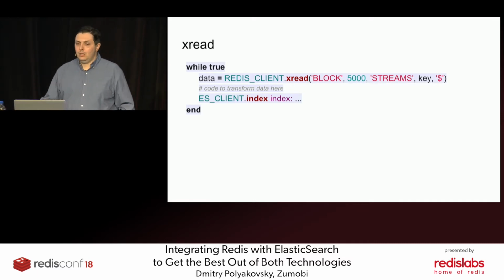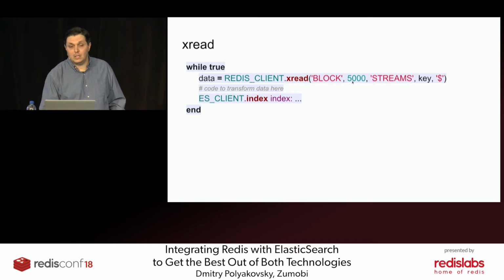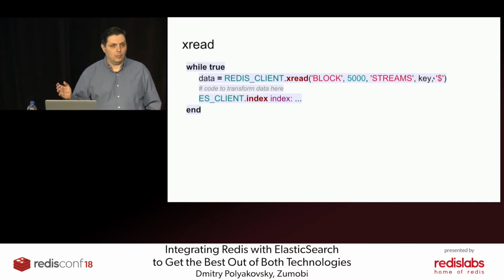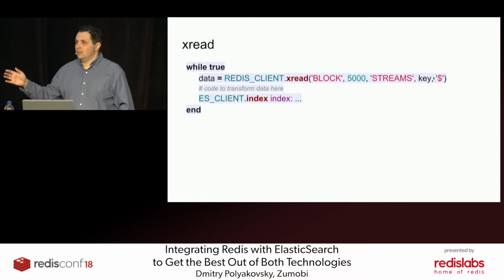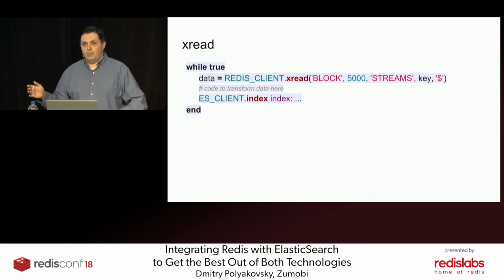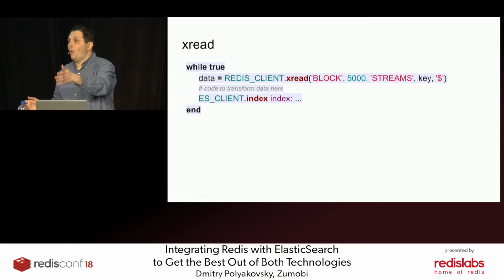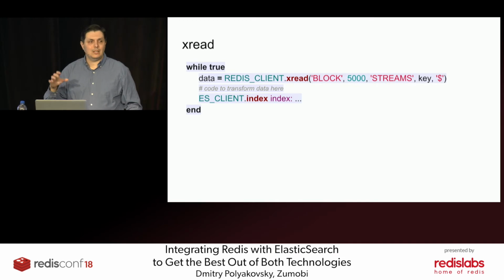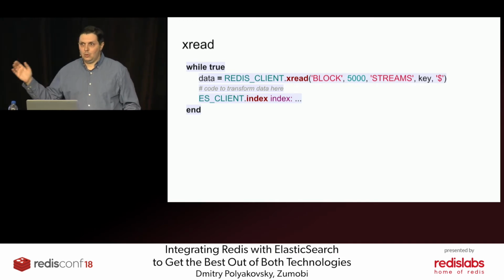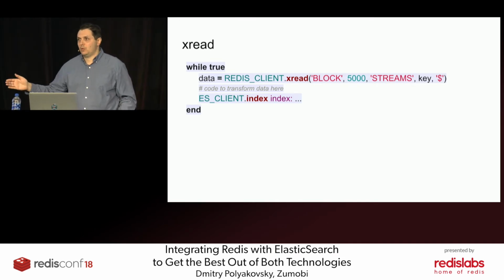So using XREAD, you can block for, in this case, 5,000 milliseconds. You can specify which streams you're listening to with this key parameter. And then the $ sign is a special argument that basically tells it, give me the latest. You could have said, give me everything from 0, or give me everything from 1 hour ago, and it would have just walked that stream and grabbed all the data. But the individual items still remain in the Redis stream, so you can go back and forth within that data structure and read whatever you want.